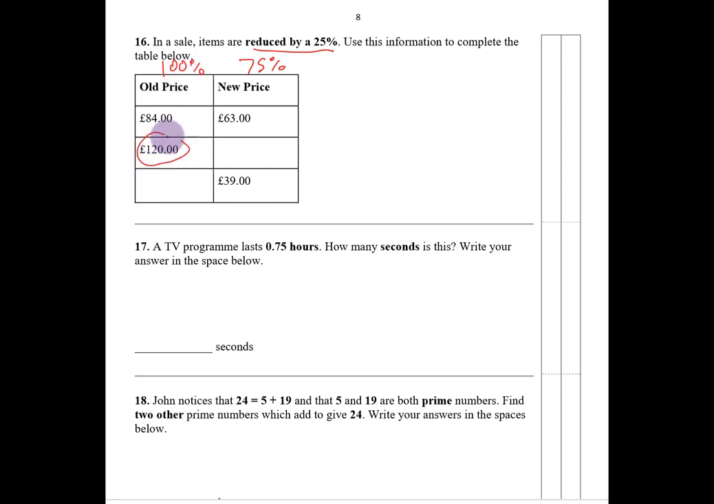Now, if we've got £120, now we should know that 25% is the same as a quarter. So if we find a quarter and take it away, that'll give us the reduction of 25%. So 1 quarter, what we're doing is we're dividing by 4. So we divide 120 by 4, which gives us 30. And then it's been reduced by this. So we need to take that away from the 120. So the 120 minus the 30 gives us our 90. So the new price here would be £90. Don't fall into the habit of writing the quarter, which would be £30.